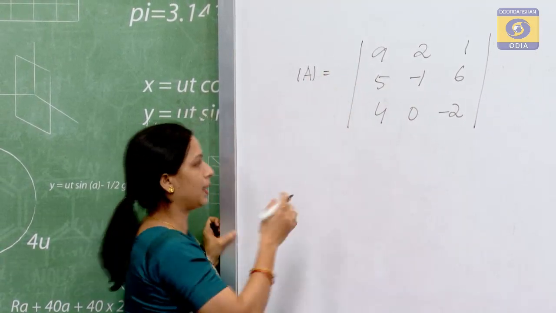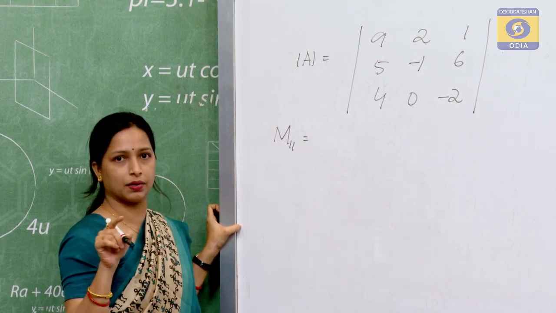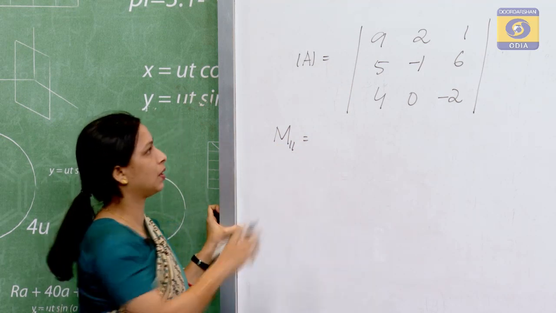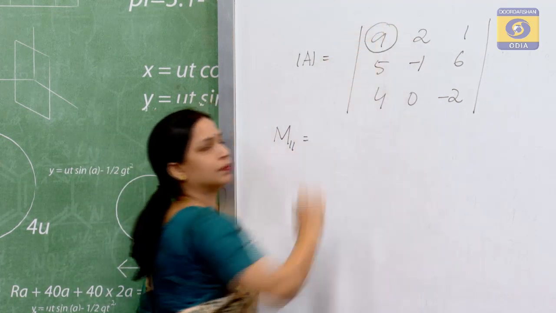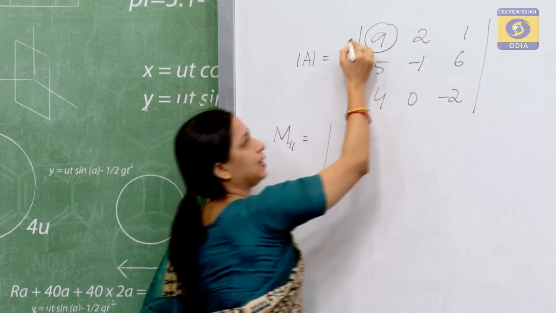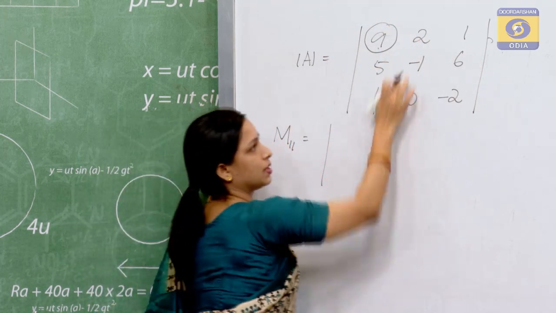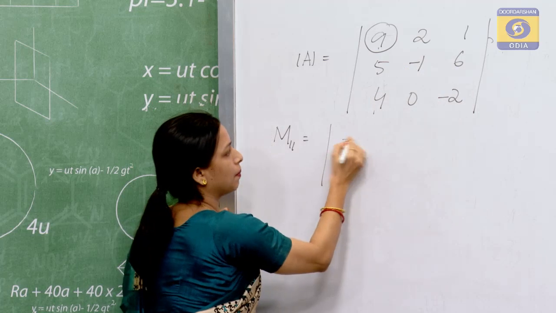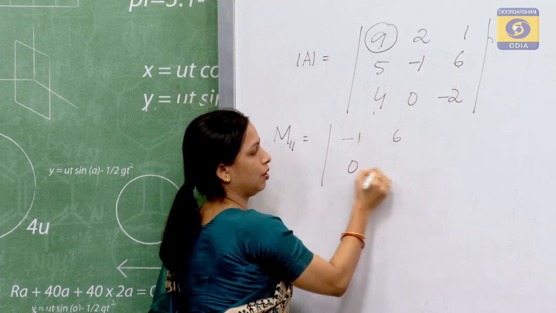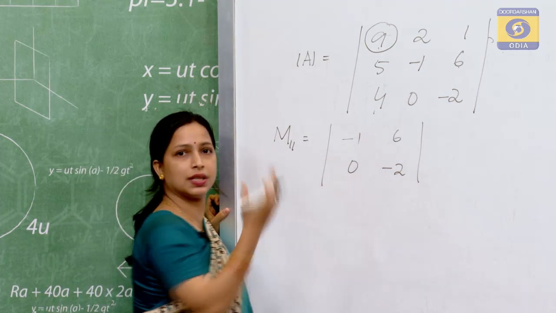Now, let us find out the minors. Let us say M11. M11 means the minor of A11. This is how it is represented. So, this is the element 9. Now, I delete the row and the column in which 9 exists. So, what is remaining? These 4, -1, 6, 0 and -2.